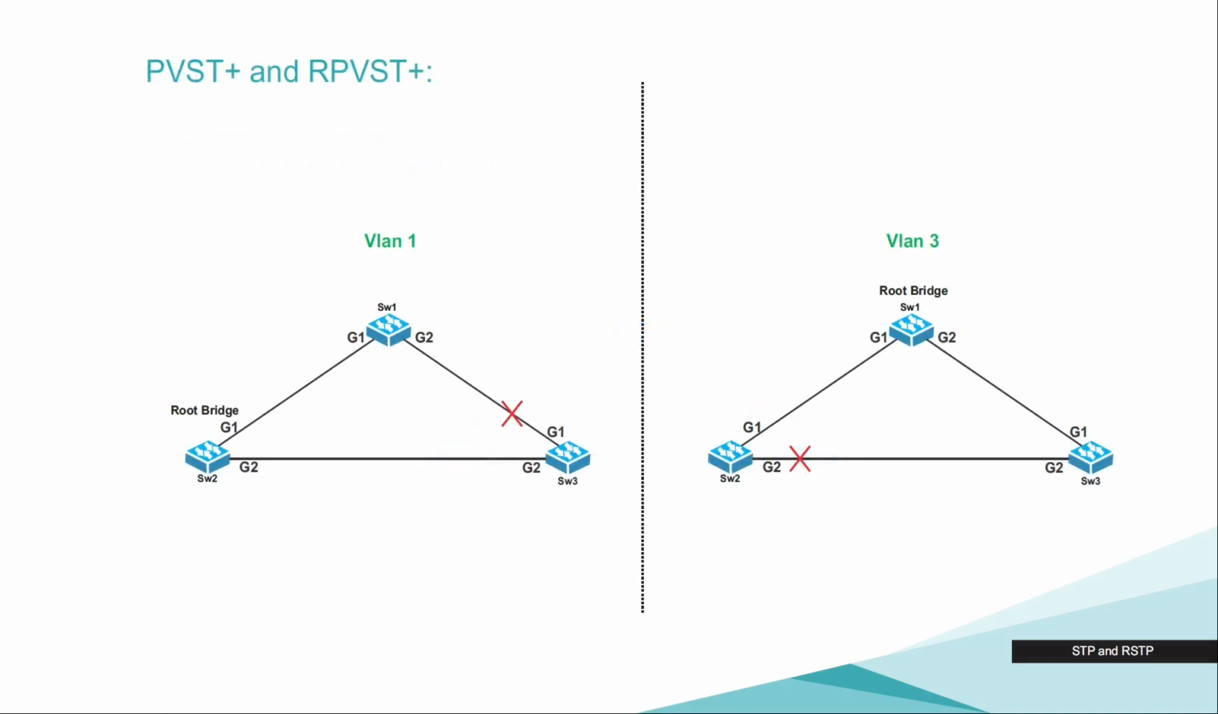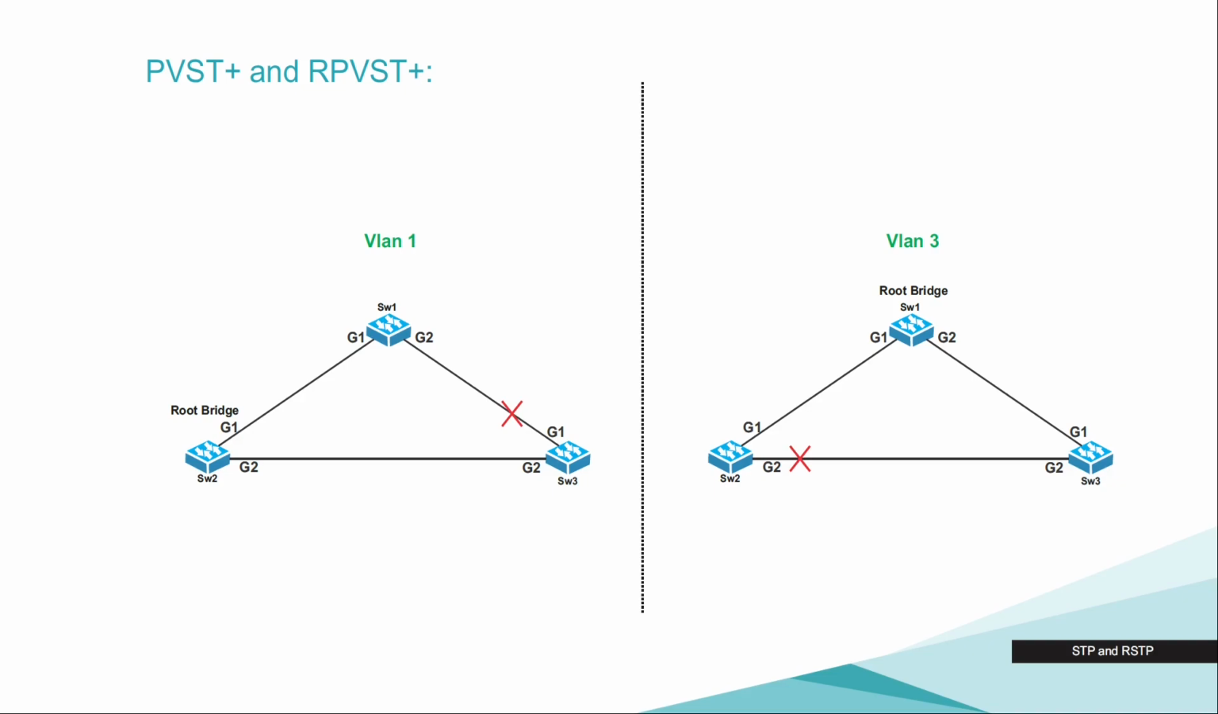For PVST Plus and RPVST Plus, it doesn't do one calculation in order to block the port. The blocking will be based on the VLANs. For example, for VLAN 1, we can block the interface G1 on switch 3. Switch 2 is our root bridge, and for VLAN 3, we can change the root bridge to become switch 1, and in that case, we will block interface G1 on switch 2.